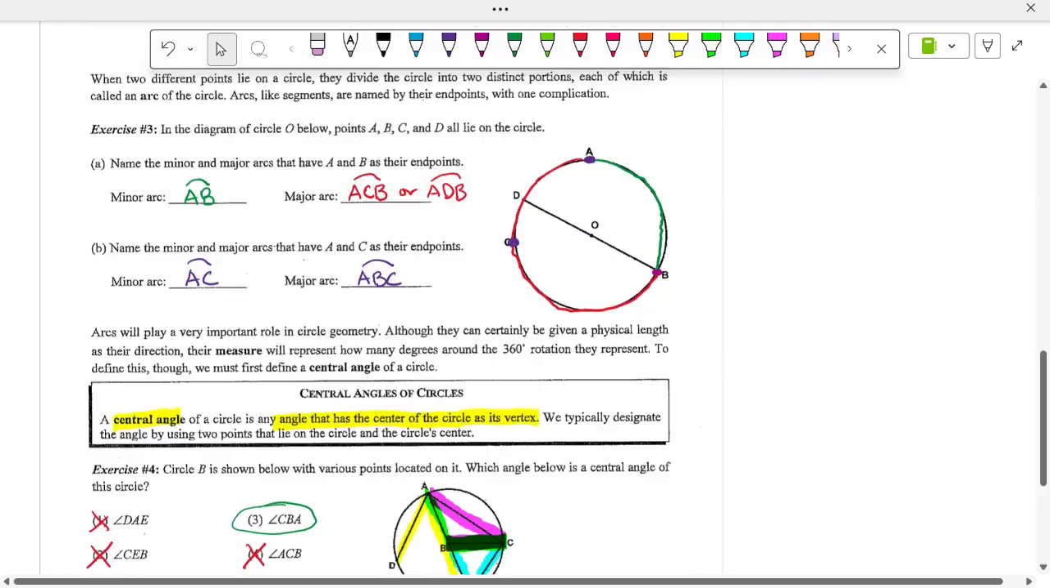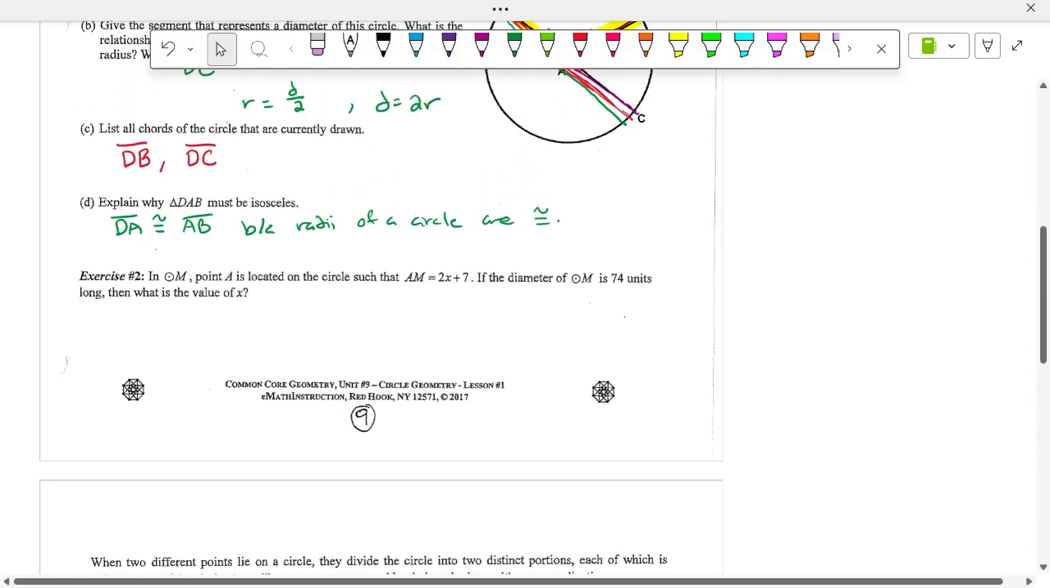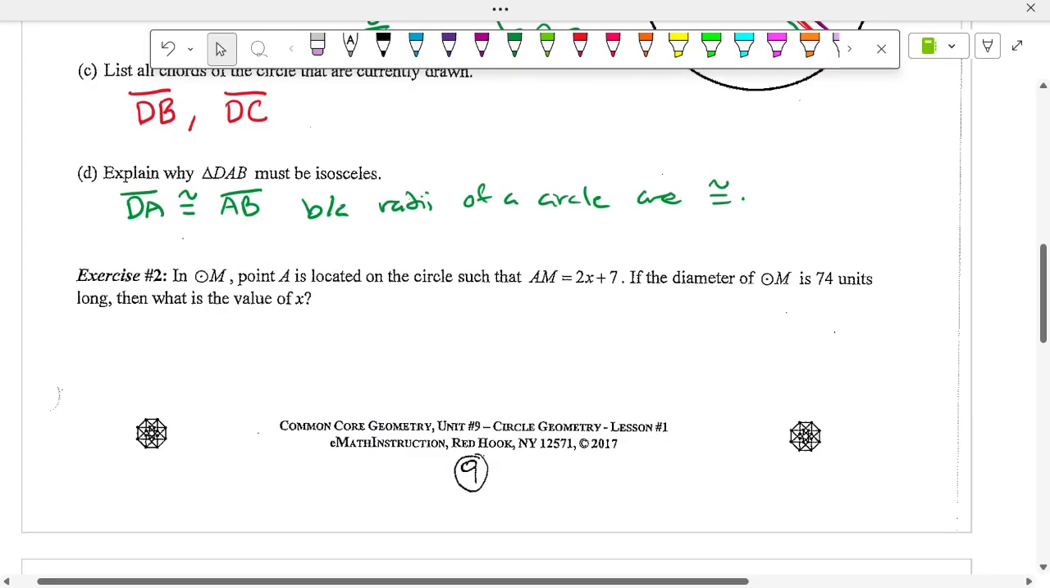Now, let's go back to exercise 2. This is the main one I wanted to go over because you may see a question like this. In circle M, point A is located on the circle such that AM is 2x plus 7, and if the diameter of M is 74 units long, what is the value of x?